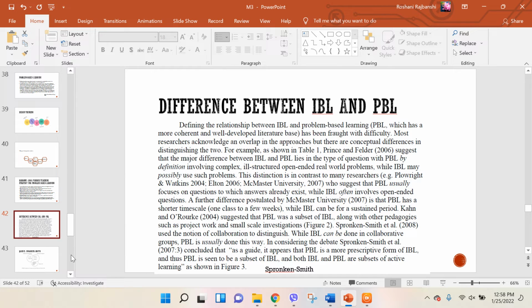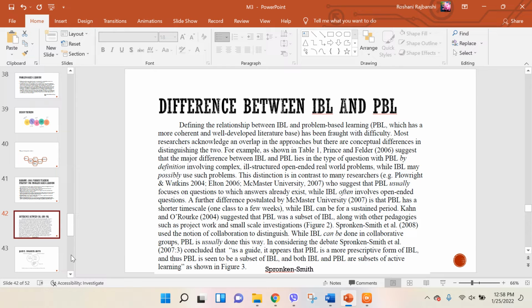So while IBL may possibly use such problems, PBL uses complex, ill-structured, open-ended, real-world problems, while inquiry-based learning possibly uses such problems. This distinction is in contrast to many researchers who suggest that PBL usually focuses on questions to which answers already exist, while IBL often involves open-ended questions. So there might be an already existing answer in PBL, while in IBL it might be open-ended. Some argue on that one too.